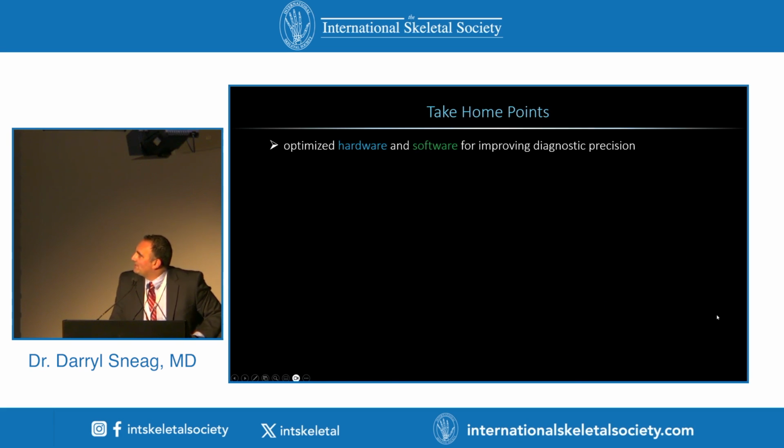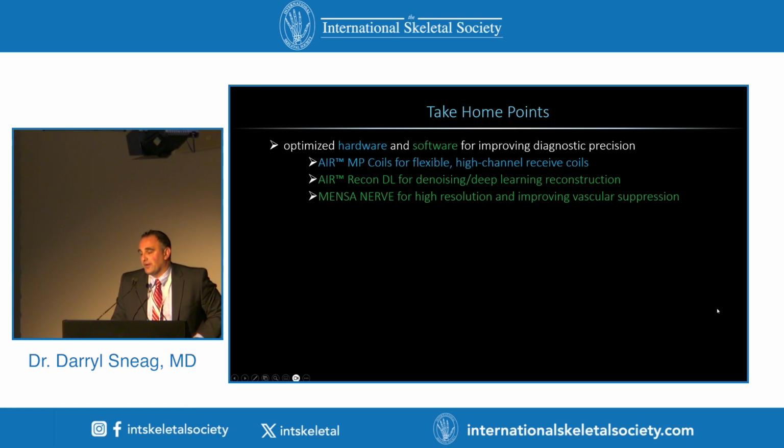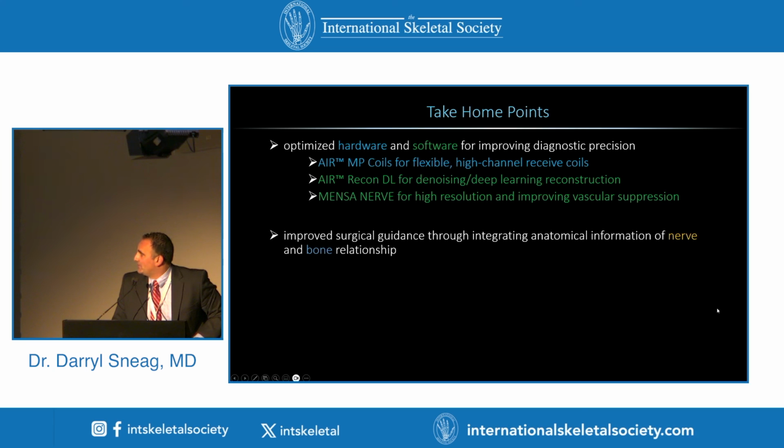So take-home points, again: optimize hardware and software for improving diagnostic precision. You want to use flexible coils, and I found the AIR MP coils very helpful for obtaining adequate SNR while providing patient comfort. I found the AIR Recon DL algorithms very helpful, again, for improving SNR. So I'm really trying to push the spatial resolution while maintaining adequate SNR. I found MENSA nerve very helpful, particularly in the extremities and the lumbosacral plexus, to obtain high resolution images that also provide adequate vascular suppression.